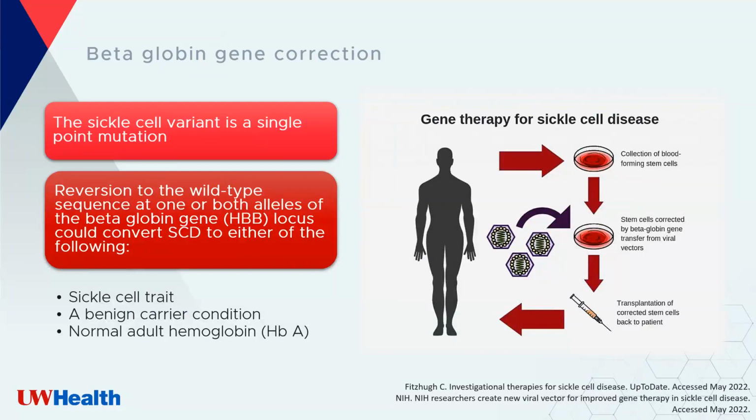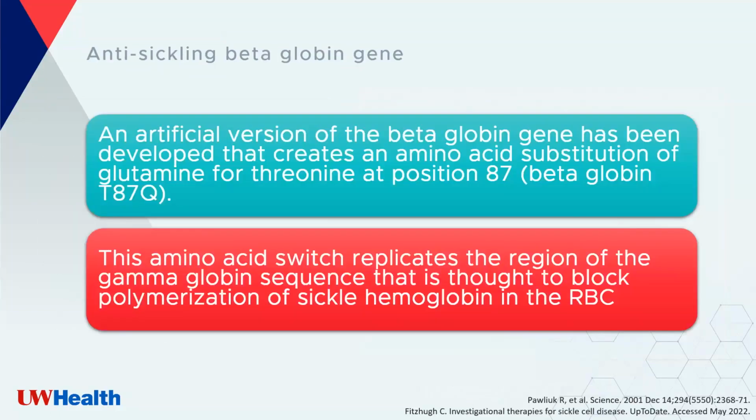And the graphic here is really just depicting the process where you'll have blood forming stem cells collected, harvested, modified, and then transplanted back into the patient. Number two, regarding the anti-sickling beta globin gene, this is the corrected or modified gene where there's a substitution of glutamine for threonine at position 87. This amino acid switch replicates the region of the gamma globin sequence that is thought to block polymerization of sickle cell hemoglobin in the red blood cells. So this is the modified therapeutic pathway.